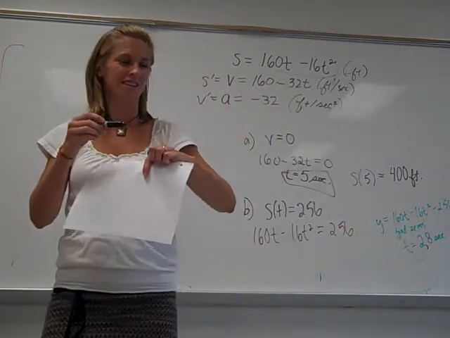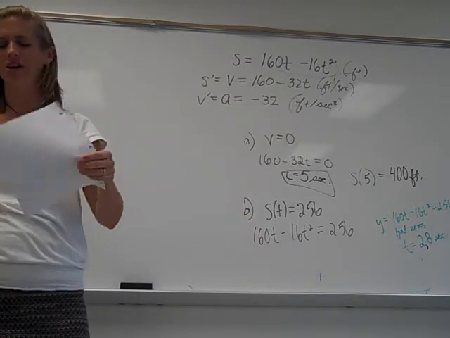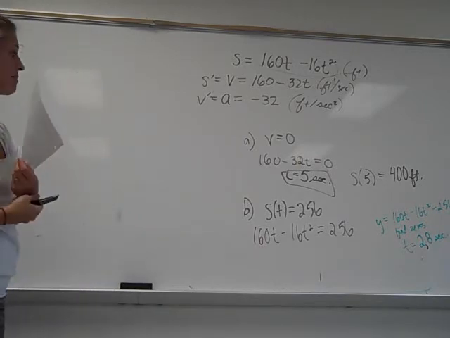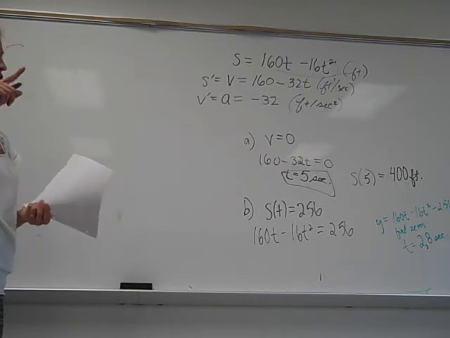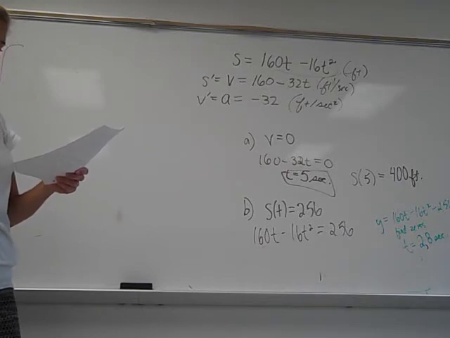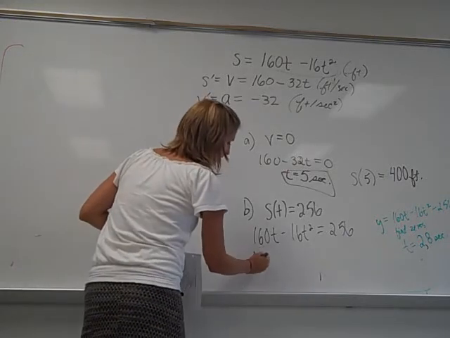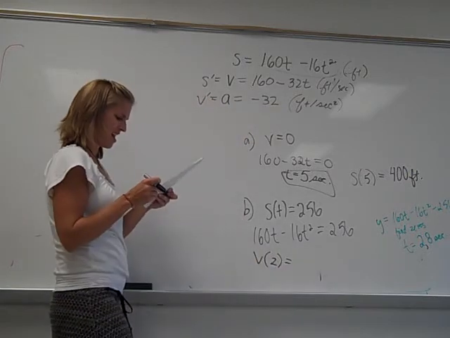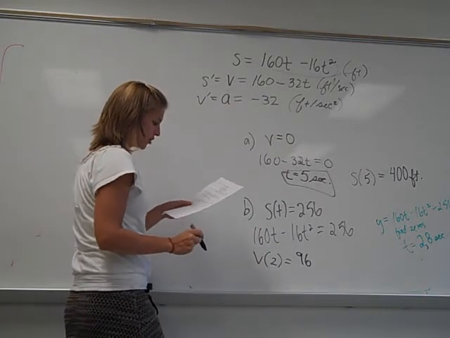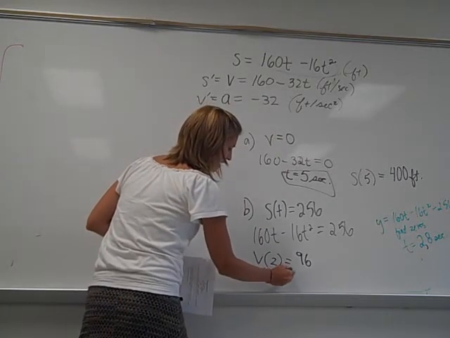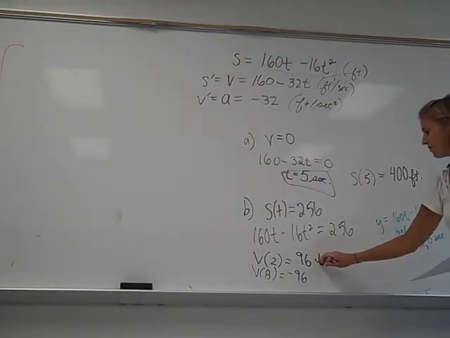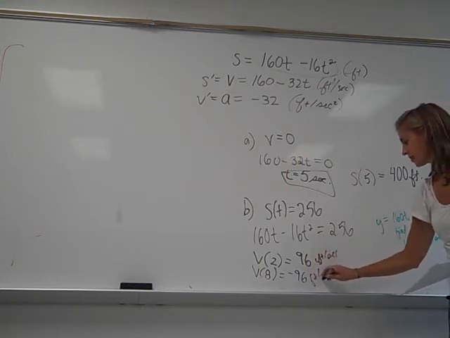There we go. Okay. So it happens twice, on the way up and on the way down. All of a sudden I was thinking that we were shooting this off of a hill or something, but we weren't. So yeah, it has to hit 256 meters twice, at 2 seconds and at 8 seconds. So it wants to know what's the velocity and the speed. Well, if I plug in 2 now into velocity, I got 96. And if I plug 8 into velocity, I got negative 96. This is feet per second, and this is feet per second.